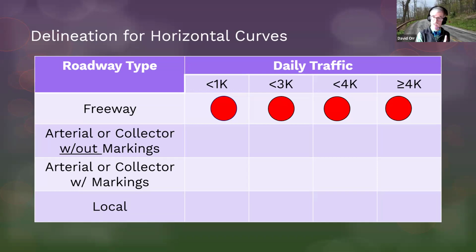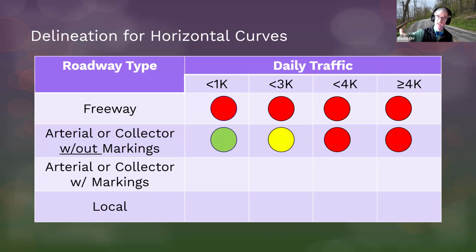Okay? Not as hard as you think. We'll come back to why in a minute. It just has to have some kind of delineation. Okay? If it's an arterial collector that does not have pavement markings, if you get more than 3,000 vehicles a day, more than 3,000, you shall do something. Okay?